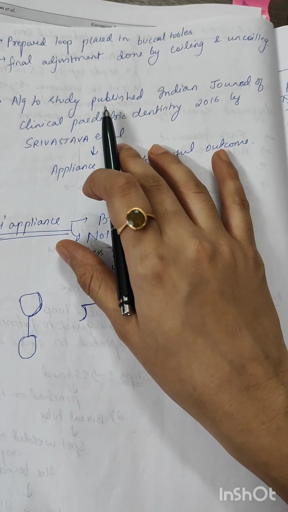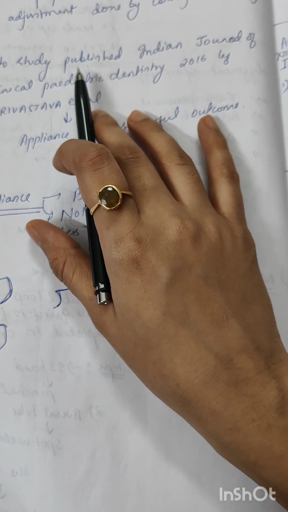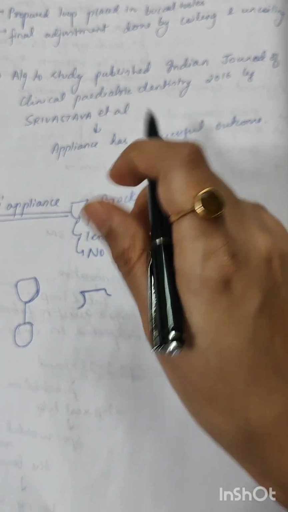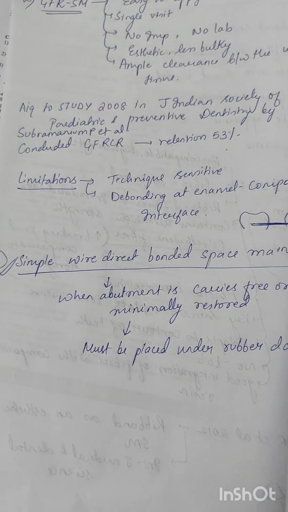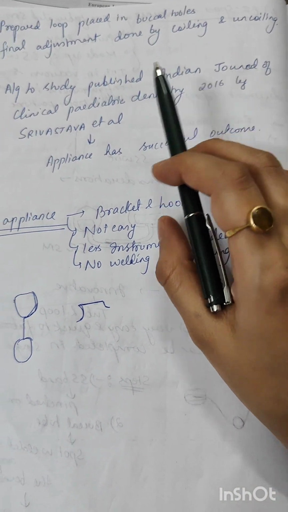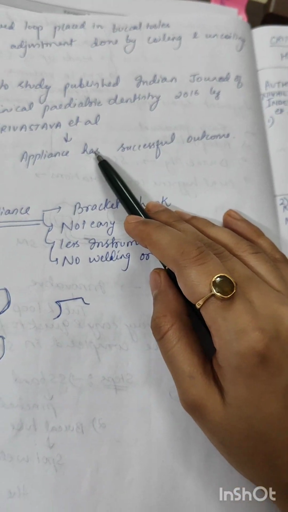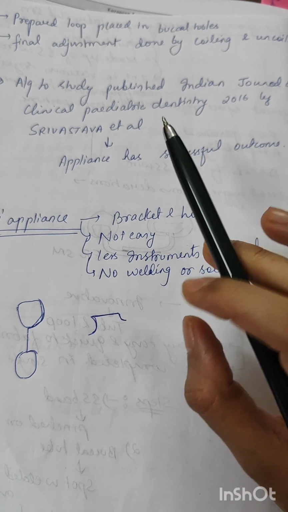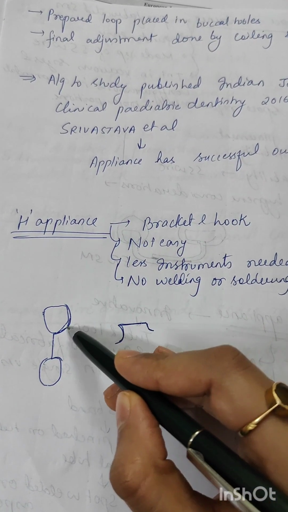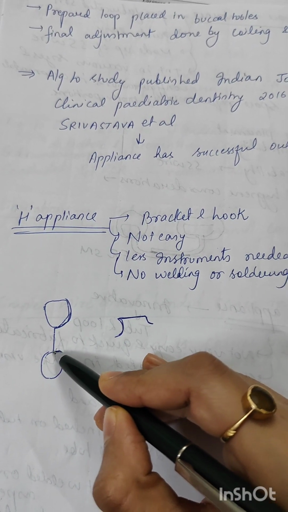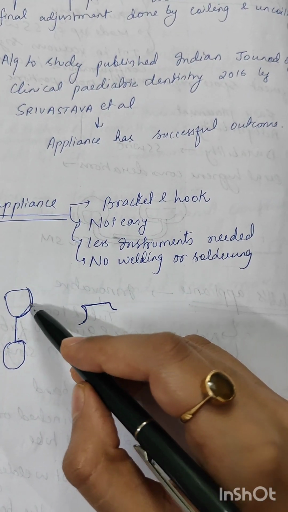The study was published, of course it is Nikhil's appliance, by Dr. Nikhil Srivastav et al. in the year 2016, in the Indian Journal of Clinical Pediatric and Preventive Dentistry, the same journal as that of Subramaniam P. et al. It concluded that this design and appliance has a successful outcome. Now the next is the H appliance, which is a bracket and hook appliance. It is not very easy, but fewer instruments and no lab work are needed, no welding or soldering.